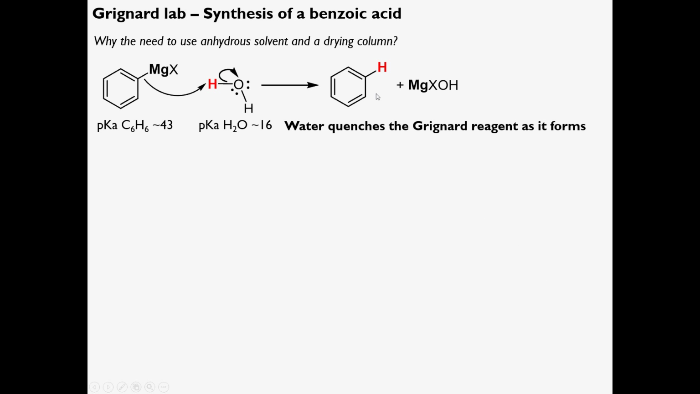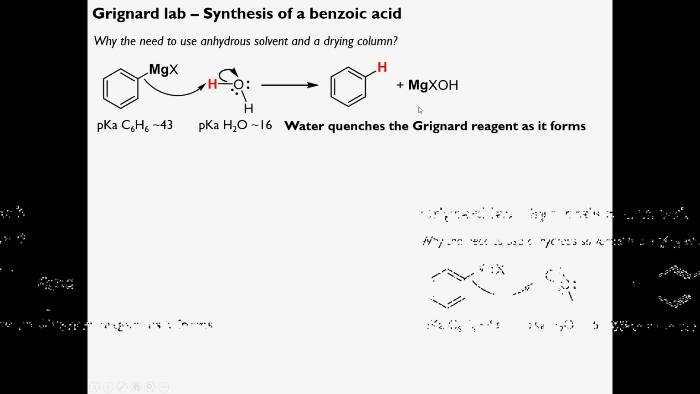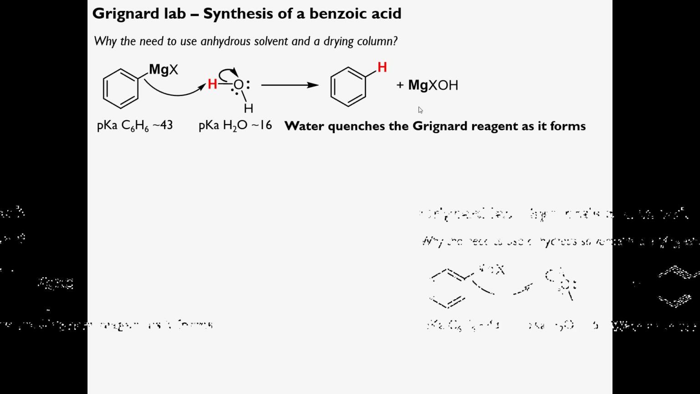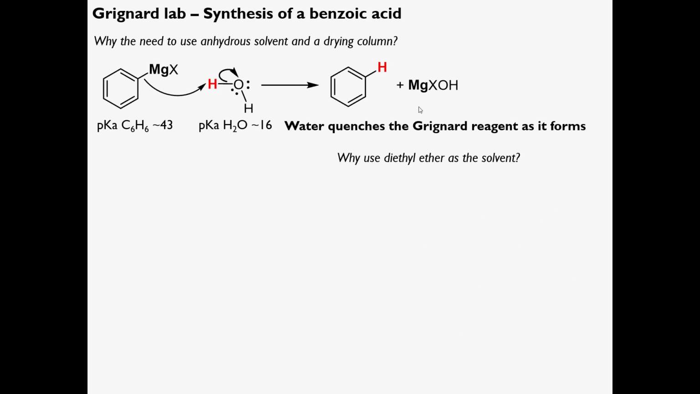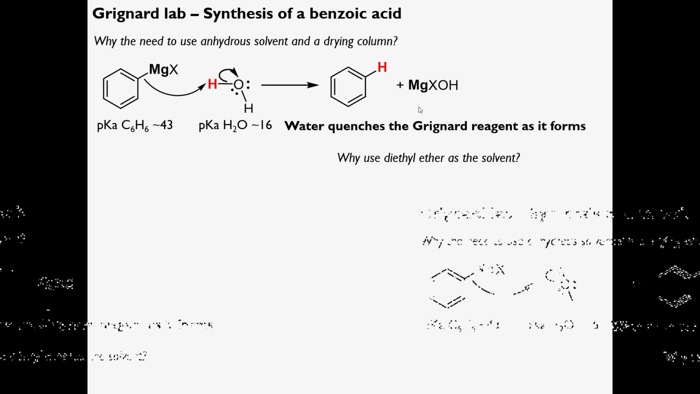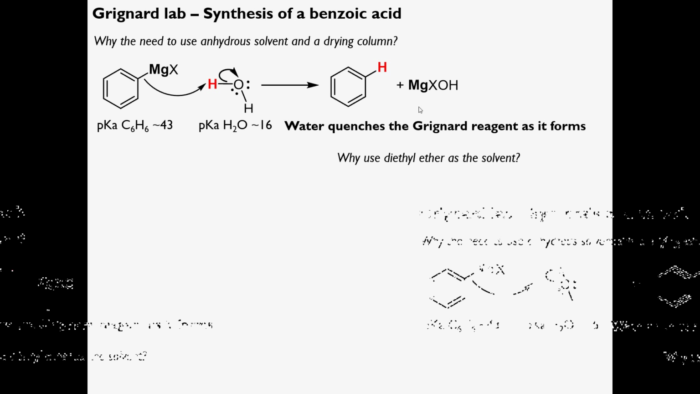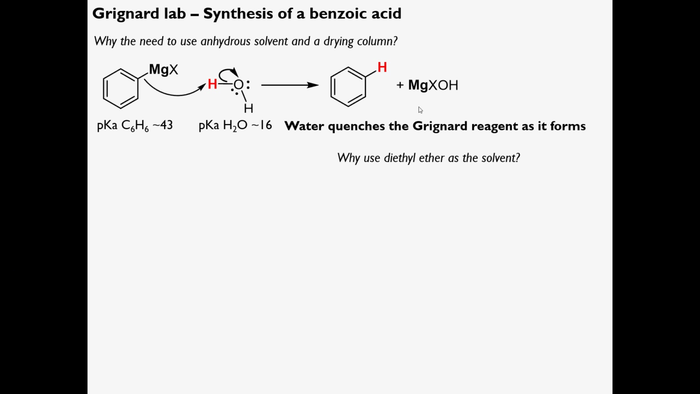Another question that students come out with is, okay, I get the need for an anhydrous solvent and keep everything dry, but why do we use diethyl ether specifically? Diethyl ether is a little bit hard to handle sometimes because it's quite volatile. It has a boiling point around 35 degrees. So oftentimes that's kind of difficult to handle. It sometimes evaporates before you want it to. Why can we not use dichloromethane or hexane or something similar?